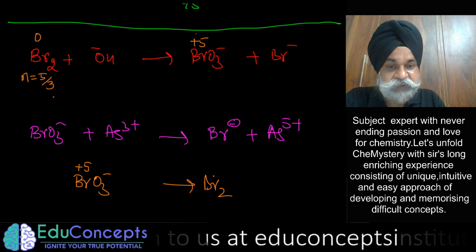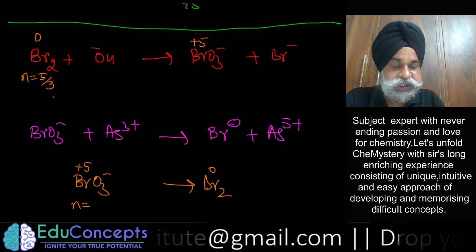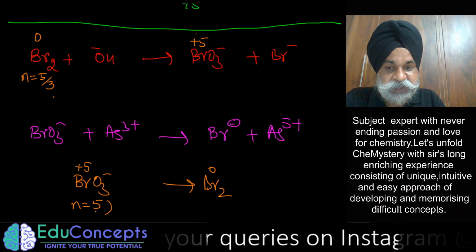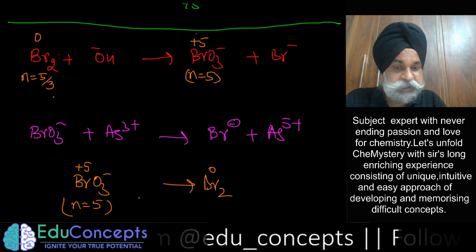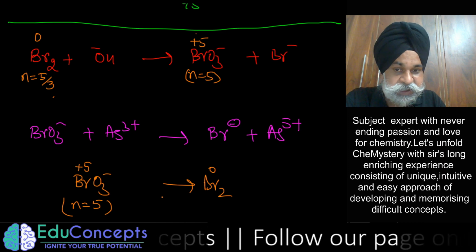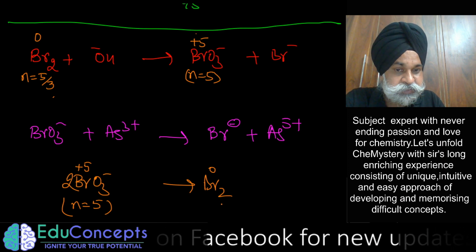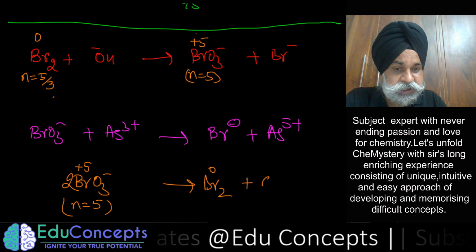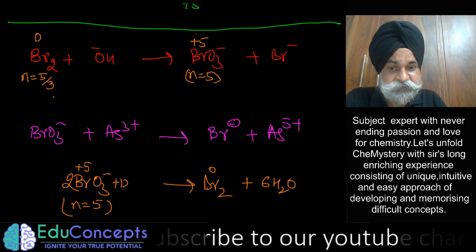So this is going from plus 5 to 0. The n factor here is: 1 bromine at plus 5 oxidation state is going to 0, so the n factor is 5. If you are not able to understand it, do the balancing, it would be done in a minute's time. There are 2 Br. First you have to balance the Br. Now for balancing oxygen you have to put water.